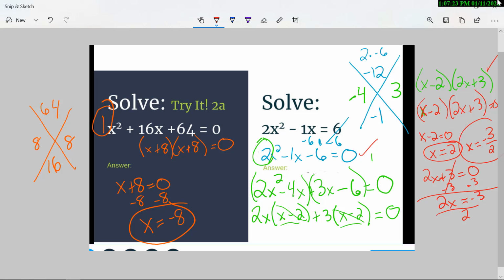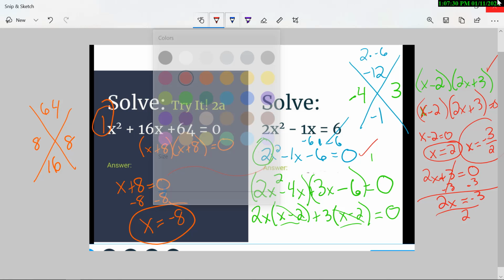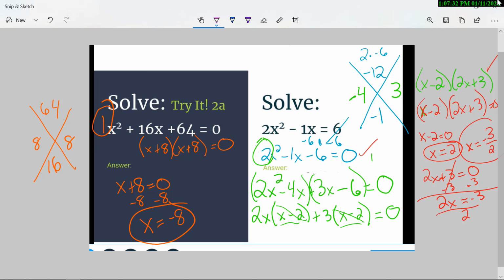And we don't really care how you write it, as long as you write it correctly. So again, we look at a different color.